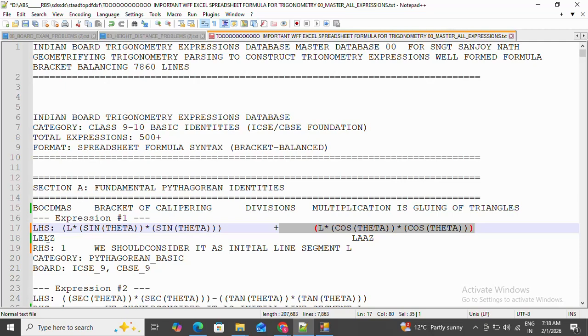These two GT simplexes are interacting and then constructing the decision problems. Now, we use the BOCDMAS. It is not the BODMAS. First, the bracket balancing syntaxes of the well-formed formulas are written, and then we do the calipering.